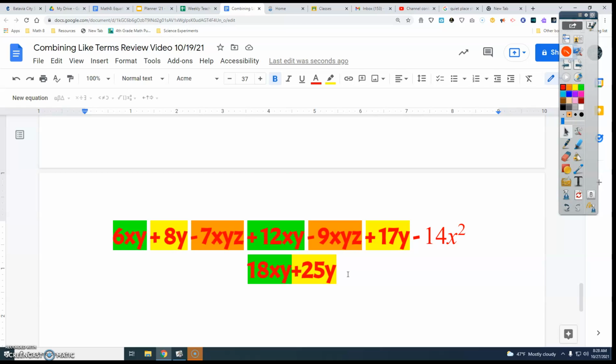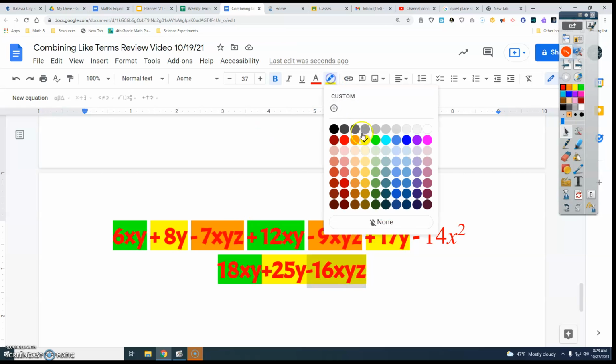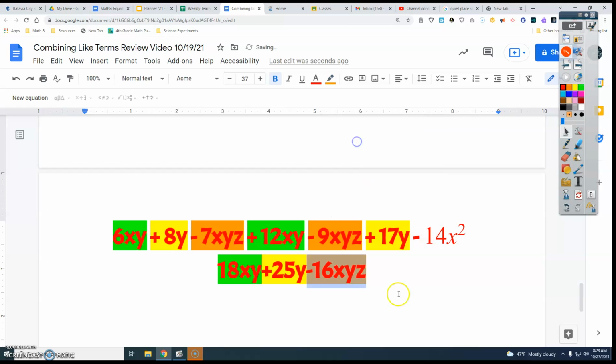So what's negative 9 plus a negative 7? It's a negative 16. So we have negative 16xyz. So that xyz goes together with that. And it's no longer yellow. Okay, it is orange. So now we have 3 different terms, right? But we're just combining the ones in the original equation. So that leaves us with one thing because we have green, yellow, and orange. They have all been combined together.